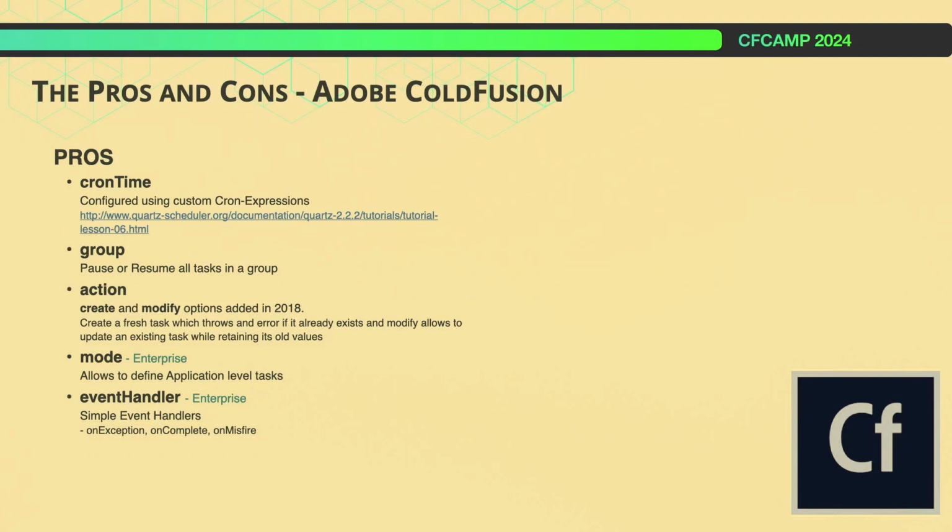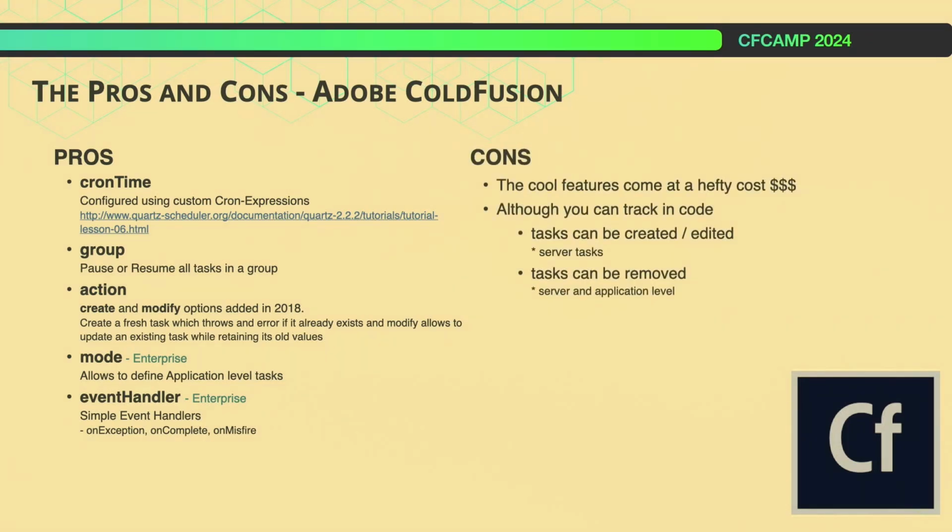They've added configured cron expressions, which is familiar to some people or some DevOps that are used to working with cron. Ability to group scheduled tasks, ability to create and modify actions, some type of modes that were introduced to give you enterprise scheduling at the application level or the whole engine. They introduced event handlers, very simple ones, granted, just for exception on completions. On Misfire really doesn't work, so maybe I should remove it actually from there.